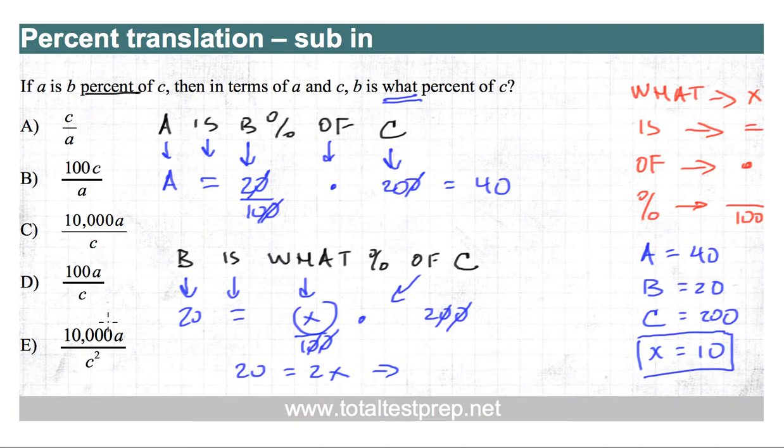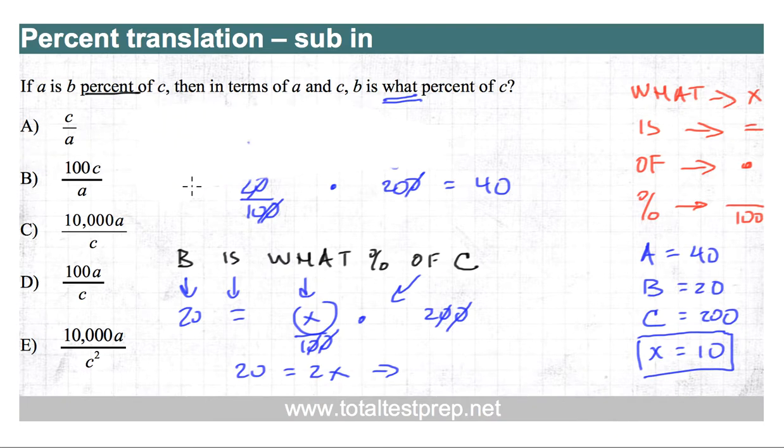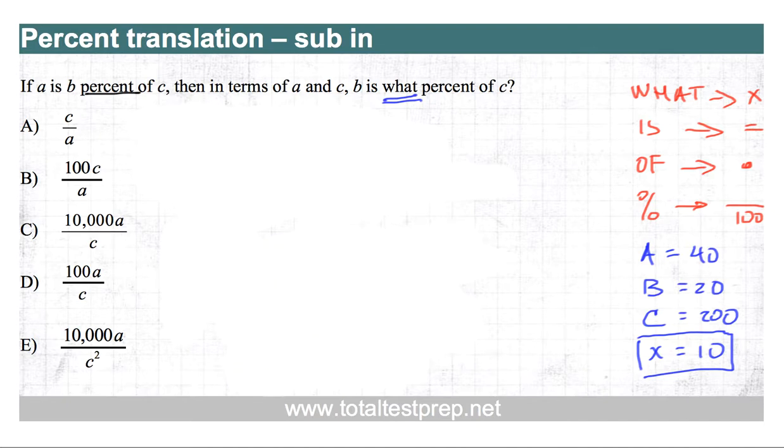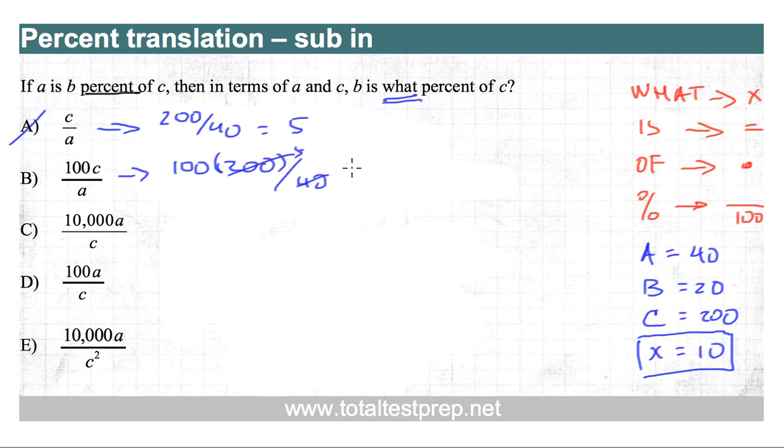None of the answer choices, however, have just 10 in it. They all have C and A and some powers of 10 in there. So let's clear up some space. What we'll do is put numbers in and see which answer choice gives us 10. So C over A becomes 200 over 40, which is 5, and we want 10, so answer choice A is out. This becomes 100 times 200 divided by A, which is 40. Again, 200 divided by 40 is 5, so this becomes 500, so that's out.